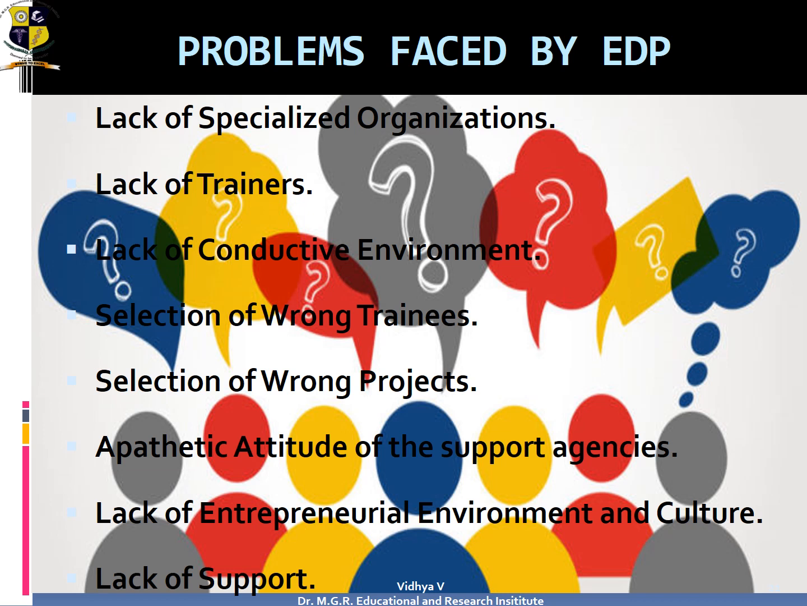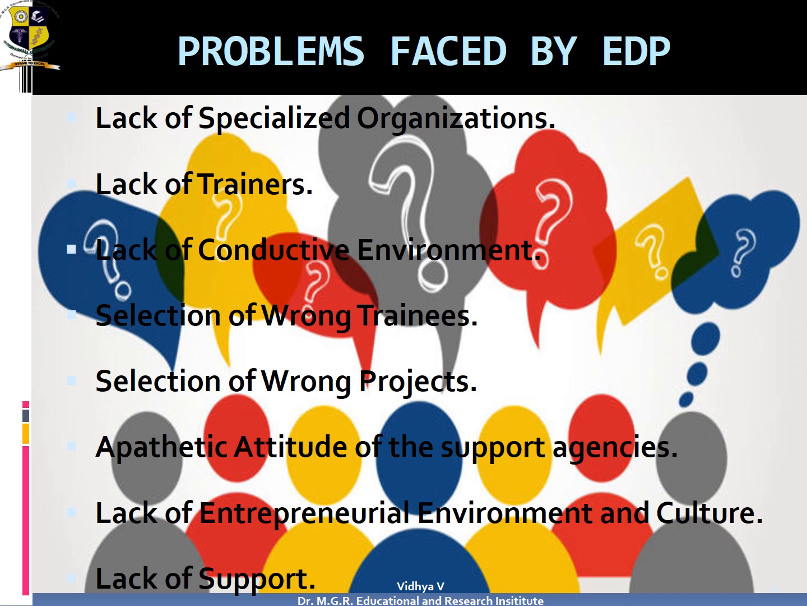The second one is lack of trainers. The trainers are not found in adequate numbers. Even those who are available are not dedicated to their job. They are not up to the level needed to motivate the participants to start ventures. The third one is lack of conducive environment. Lack of conducive environment is another problem and it makes the trainer's role ineffective.